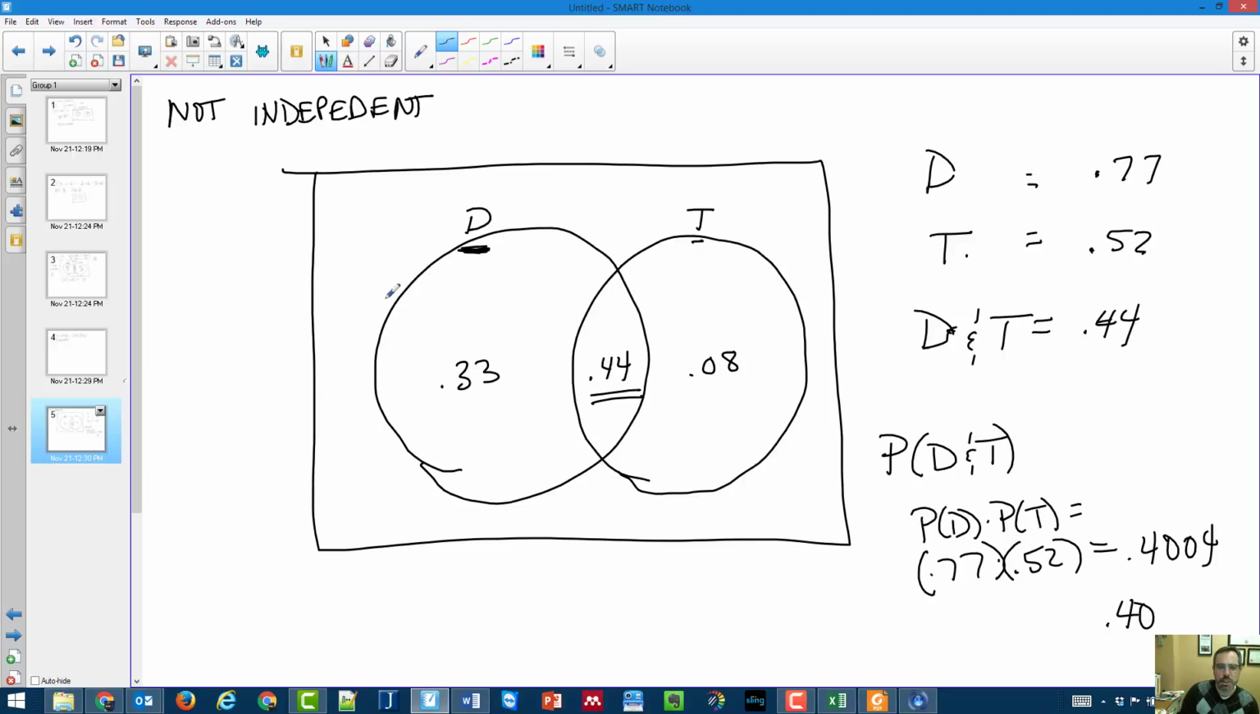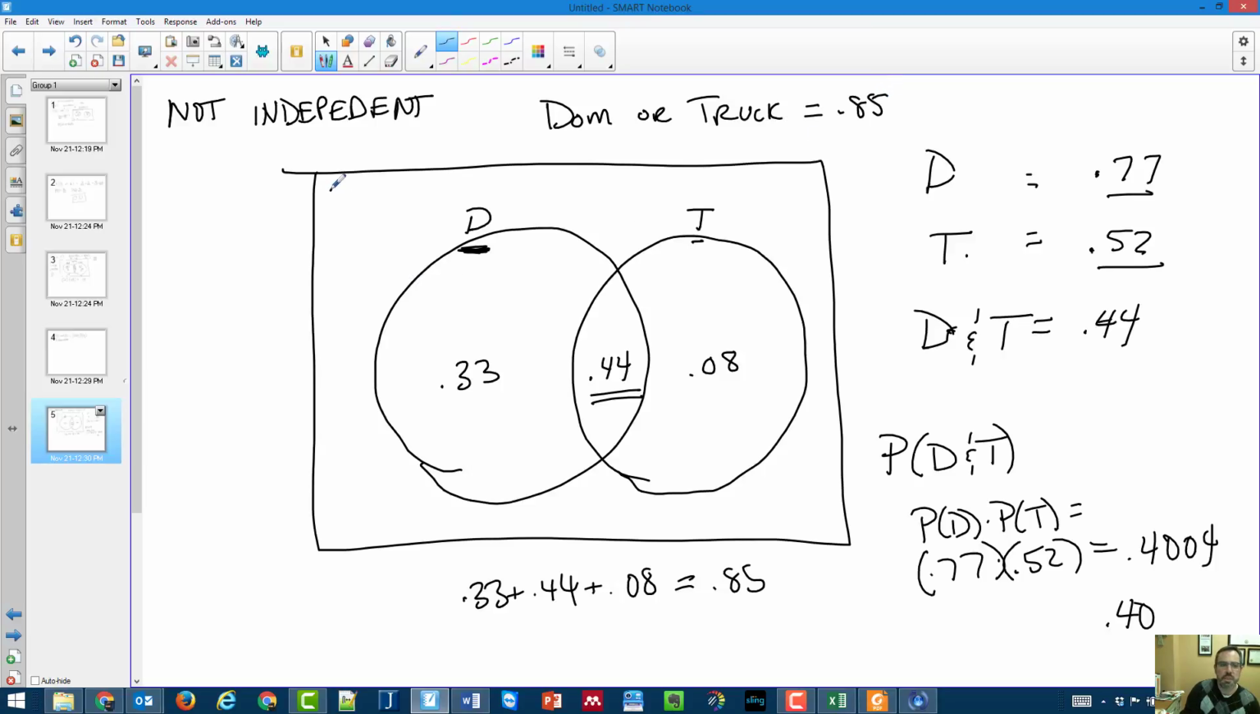But when we take a look at all of these things, I have 77% are domestic, 52% are trucks. When I put all of these together, 0.33 plus 0.44 plus 0.08, once I have the overlap figured out, that ends up being 0.85. 85% are domestic or trucks. So that means out here, if you are not domestic or not a truck, or I should just say not D or T, you are 15% of everything.